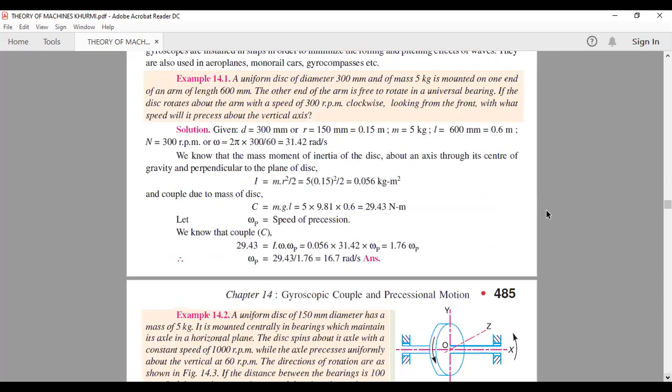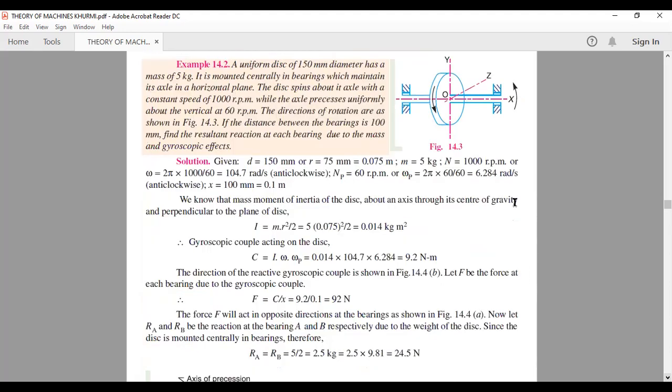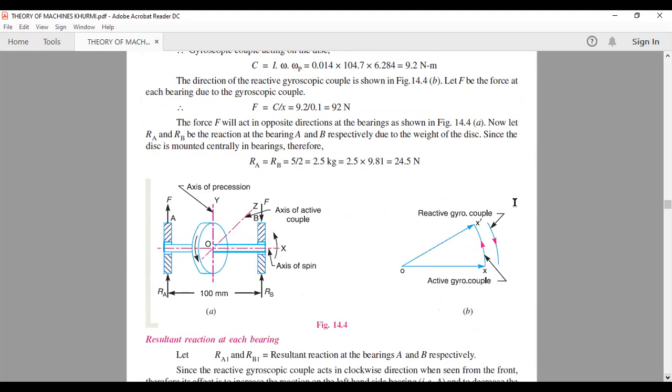Then we go to the problem which deals with a uniform disk having a diameter, and speed is asked here. So with what speed it will precess. So that is omega p has been asked here. So we derived the problem, and another problem has also been asked about the reactions at A and B points. So we have also solved this problem.